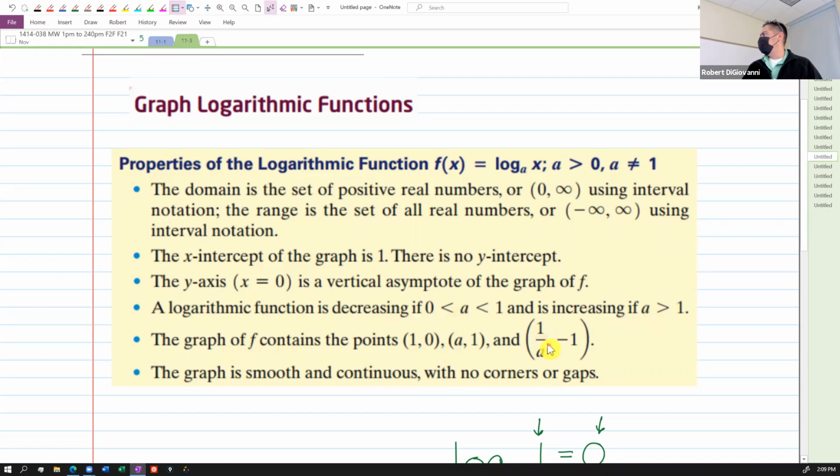Ignore this. I'm not worried about this. Also, the graph is smooth, continuous, no corners, no gaps. Okay, so you can draw it, it's nice and smooth.